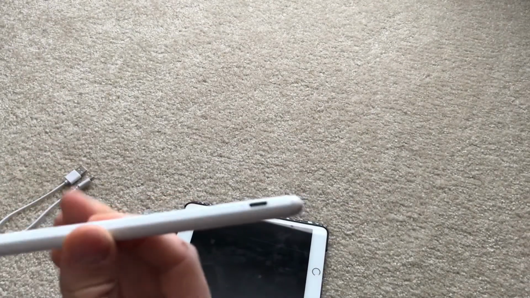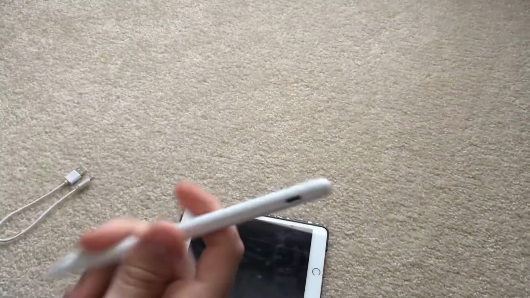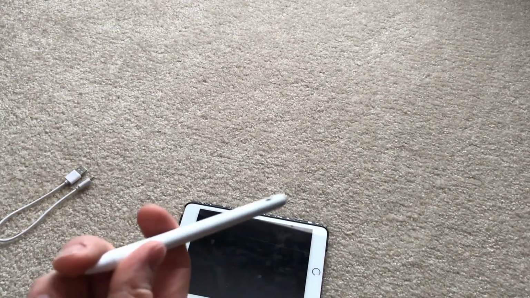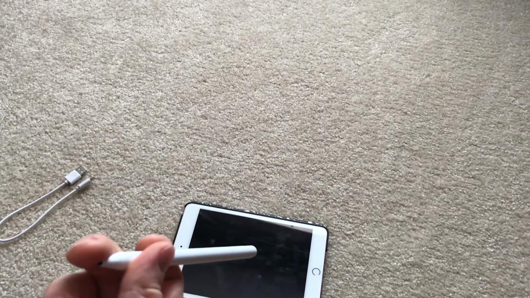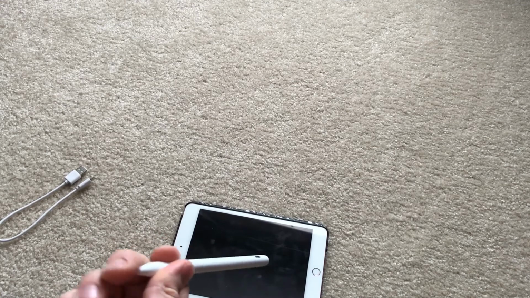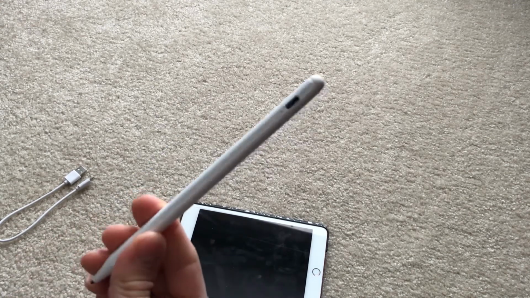So I did get it to work. Like I said, it didn't work on my iPad Air 2, but it does work on the new iPad mini version. I think they're in their fifth version now. So that's the latest iPad mini that just came out at the beginning of 2020, and this pen does work with that.